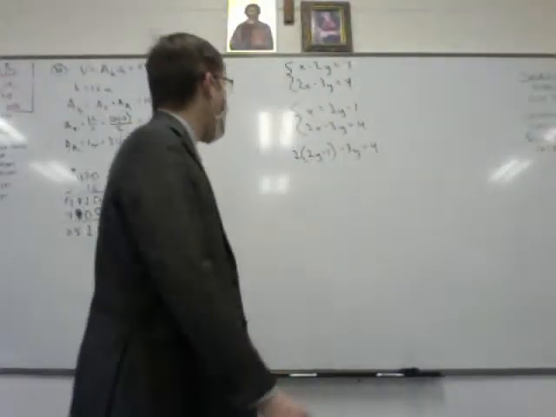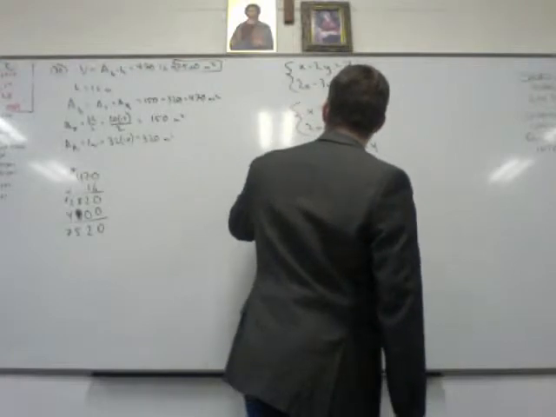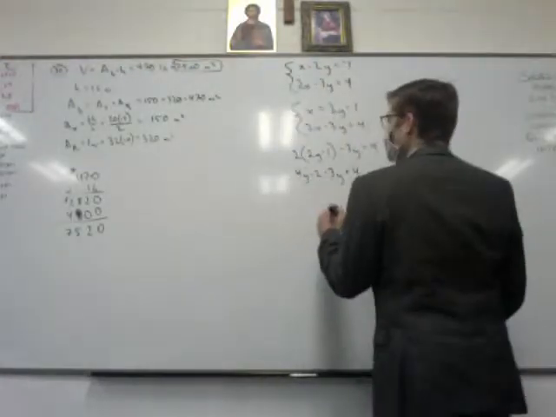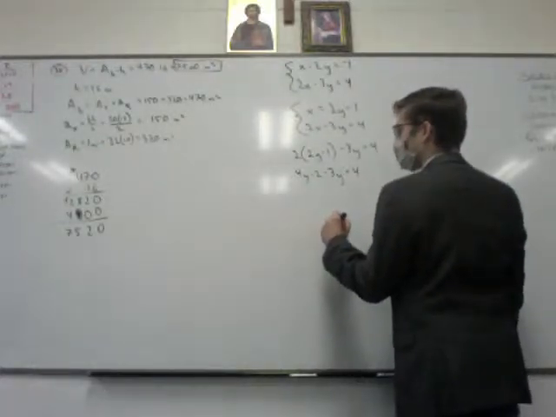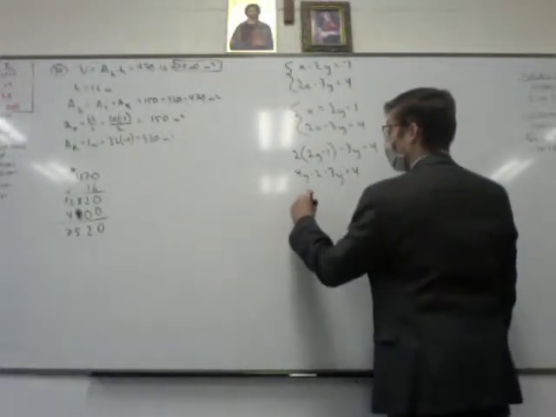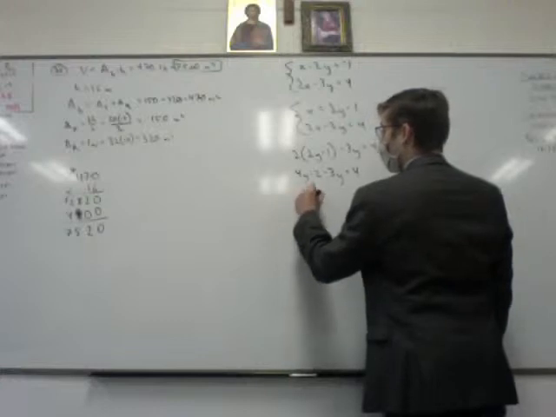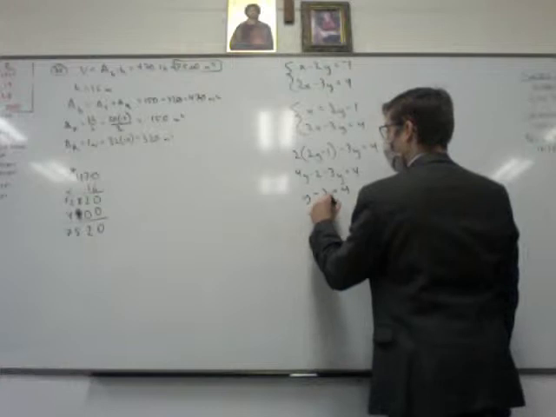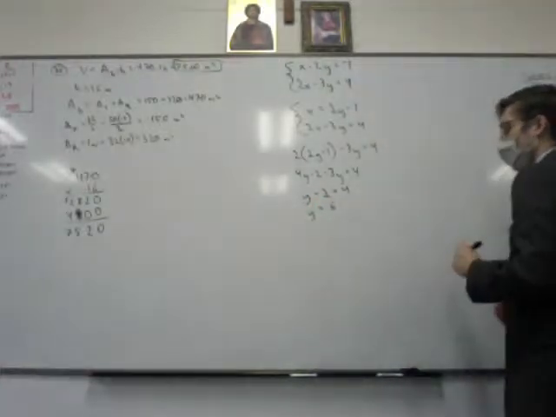Alright, so the way you want to do it is 4y minus 2 minus 3y equals 4. You get 4y minus 3y, so you want to add like terms. You get y minus 2 equals 4. Add 2, so y equals 6. Okay, y equals 6. Are we done?